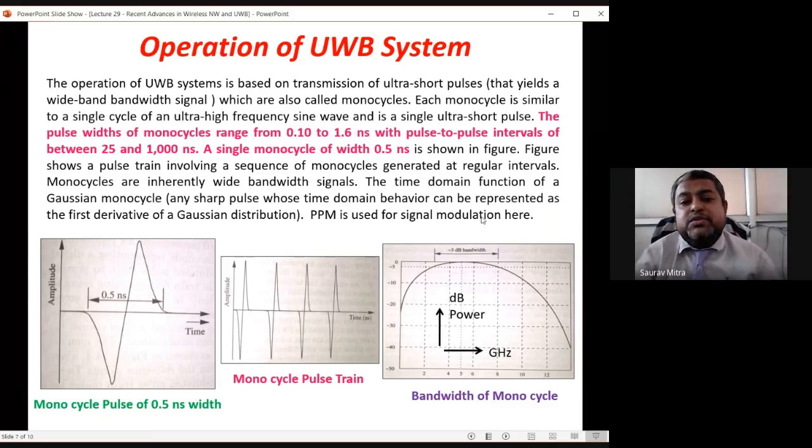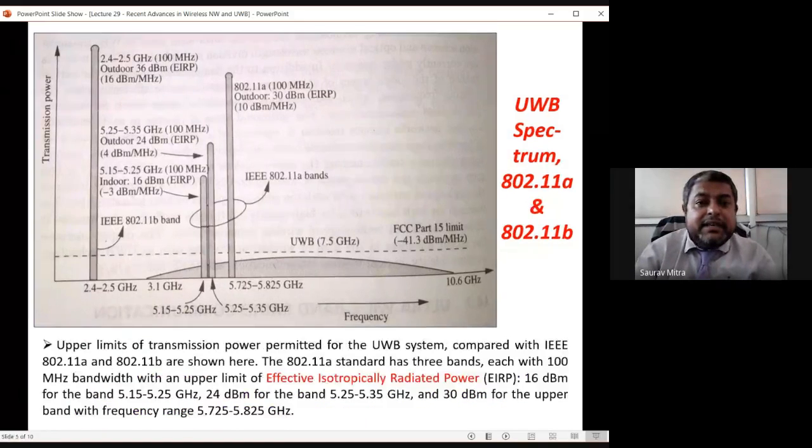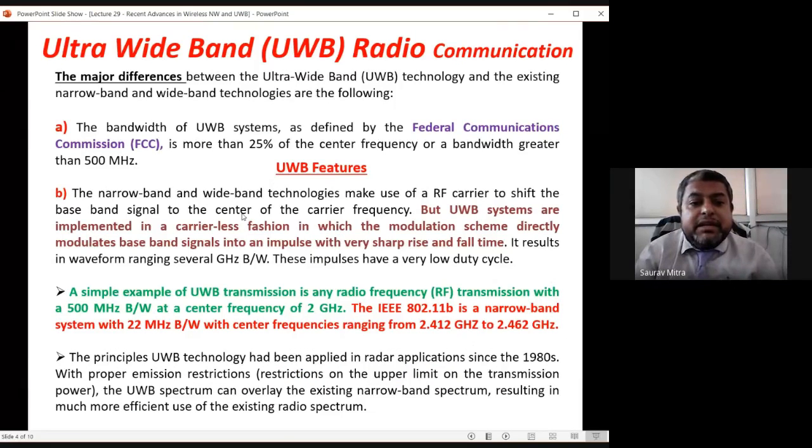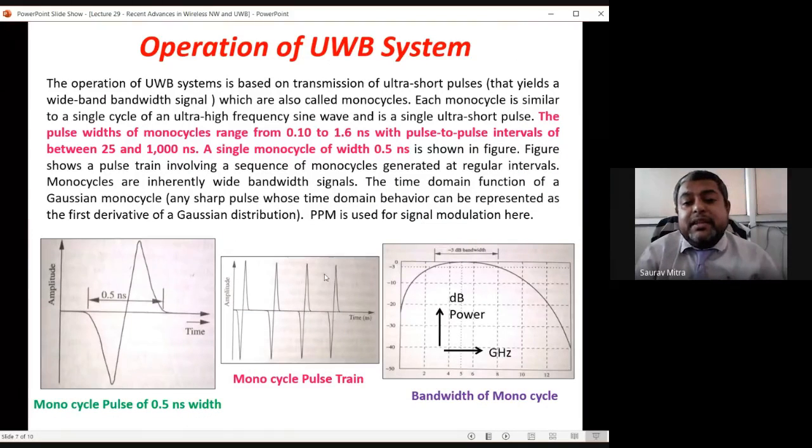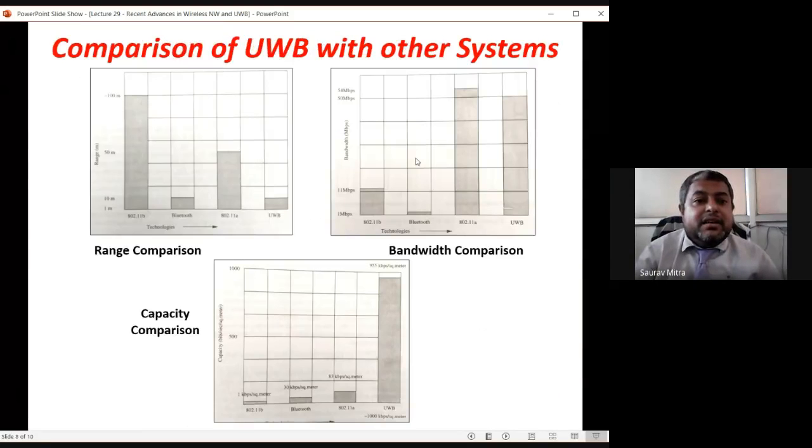So PPM is used for signal modulation here. Initially they were saying that ultra wideband uses a carrier-less fashion. Here the actual modulating signal is directly modulating the carrier signal, but the carrier is not there because they are using a PPM kind of modulation scheme.